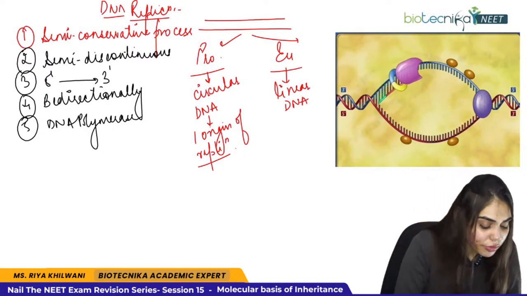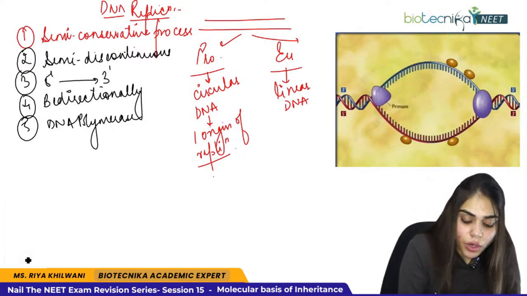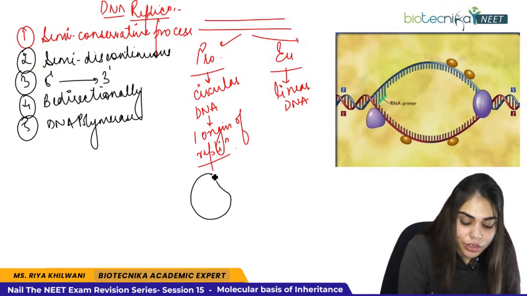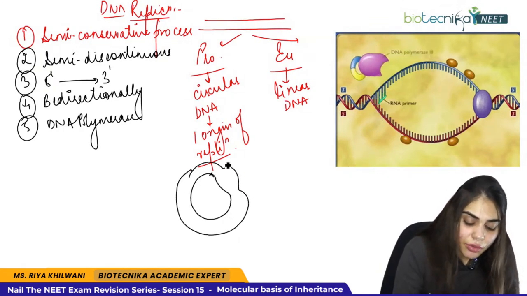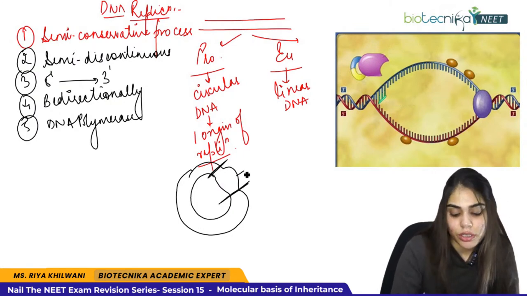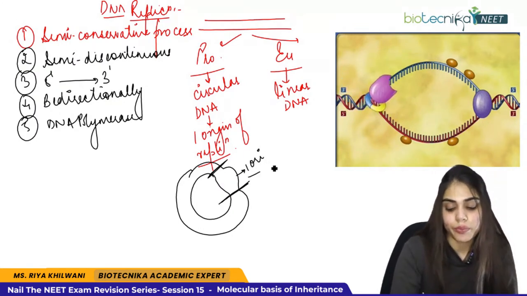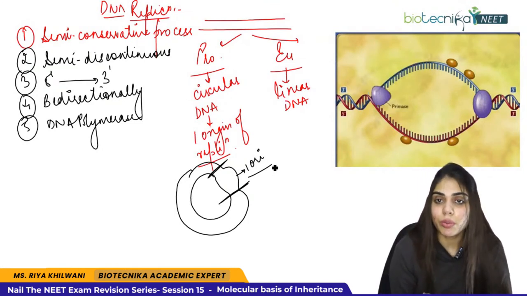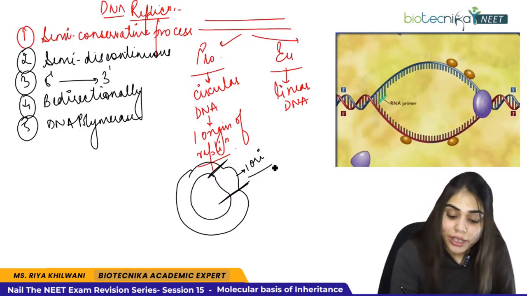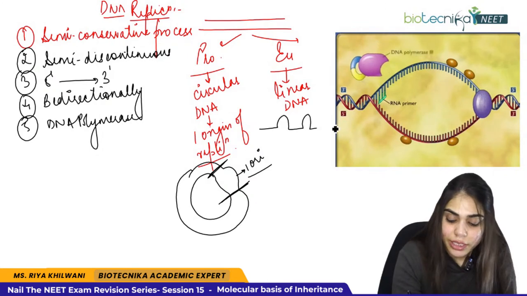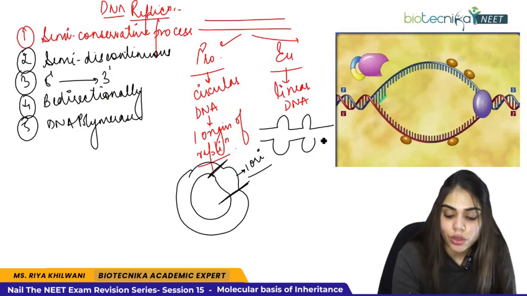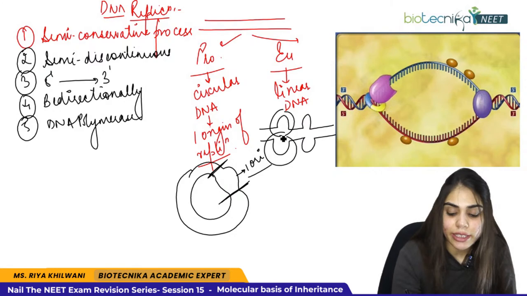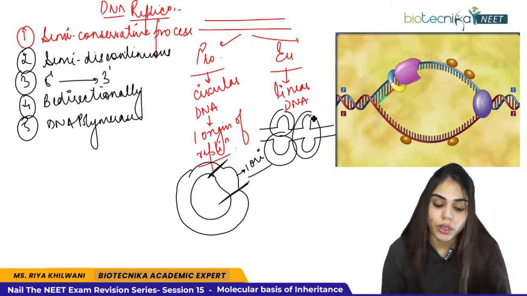Yes, correct. From where the replication would begin, this is what is called the origin of replication. So suppose this is an E. coli cell and here it will have one origin of replication. This is what is called one ori. That will cause the initiation of the replication process. That is why it is called the origin of replication. Whereas in eukaryotes, they have multiple origins of replication. So you can see that they have multiple origins of replication.